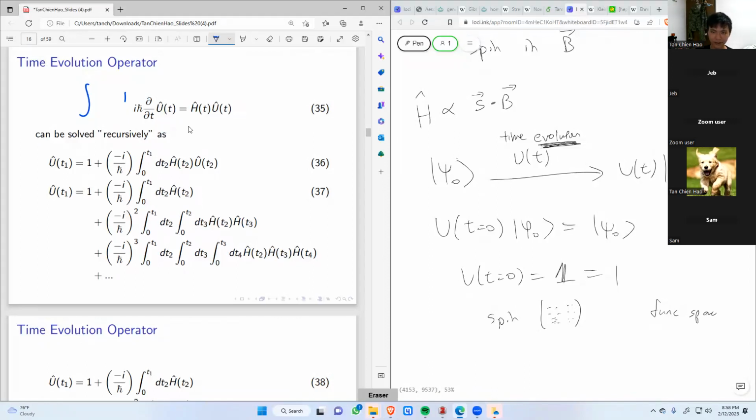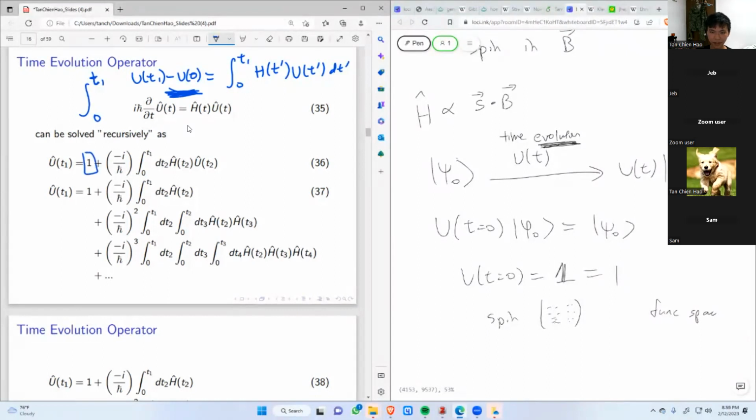So if we integrate equation 35 from time t equals 0 to time t equals t1, some point in time, then we can see that on the left-hand side, the i h bar is just a constant factor. Then the left-hand side becomes u of t1 minus u of t equals 0. And the right-hand side becomes the integral from 0 to t1 of h of t prime u of t prime dt prime. And then this u of 0 is just 1.